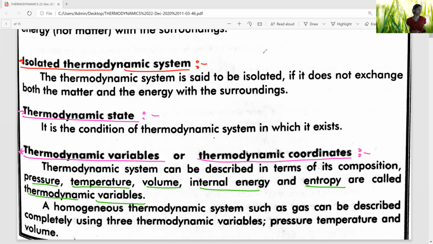A homogeneous thermodynamic system such as a gas can be described completely using three variables. Those three variables are pressure, temperature and volume. Using these three, a homogeneous thermodynamic system of a gas can be described completely. So you have to remember this.